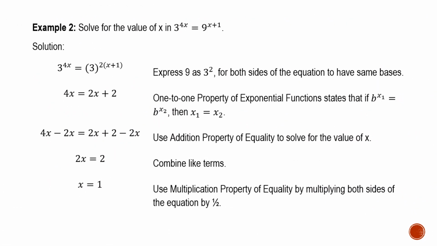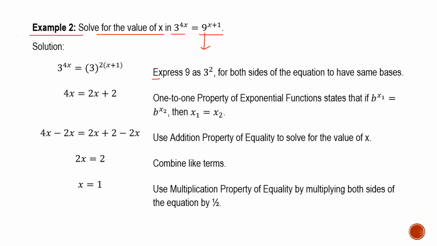For example number 2, solve for the value of x in 3 raised to 4x is equal to 9 raised to x plus 1. As you can see, there is a 3 raised to 4x, 3 being your base 1, 4x being your exponent in your base 1. If you look at your base 2, which is 9, 9 is divisible by 3. Since 9 is divisible by 3, what is the exponent of 3 that can provide us a value of 9?